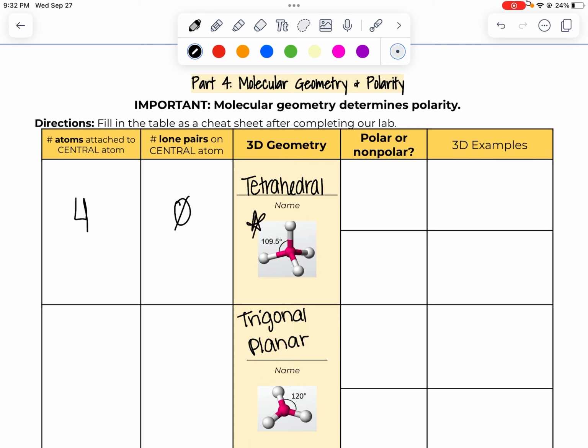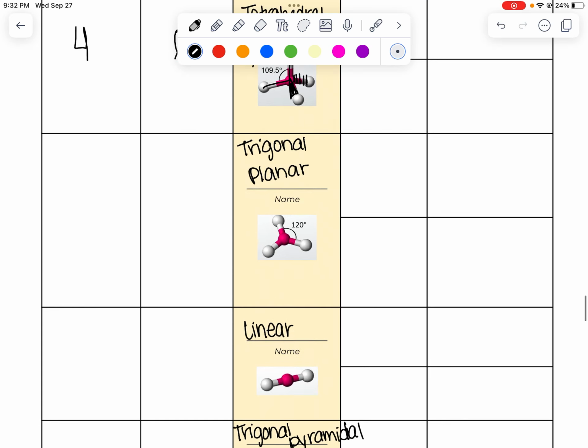Notice here that these 2 bonds are in the same plane. This atom's moving away from you, which we drew as those dashed lines, and this atom's coming out towards you, which we drew as those solid lines. We're just going to go through and check for some patterns that you should have noticed from that lab yesterday before I come back to help you fill out this next polar nonpolar column. So the next one was trigonal planar.